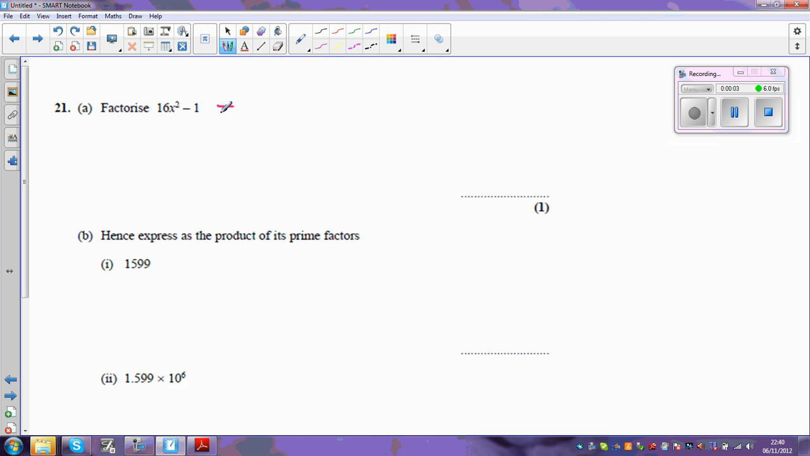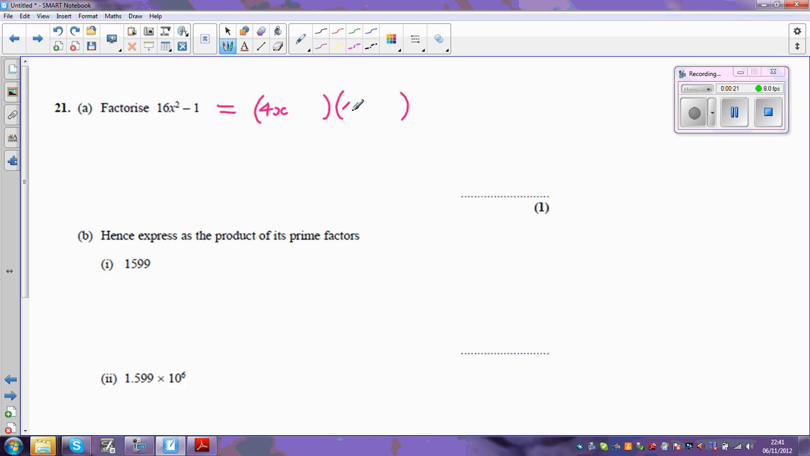Okay, I can see that in order to factorize this, obviously there's no common factor. I recognize though that it's the difference of two squares. This expression here is the square of 4x, and this is the square of 1. And remember, we factorize that type of expression into two brackets, same thing in each bracket.